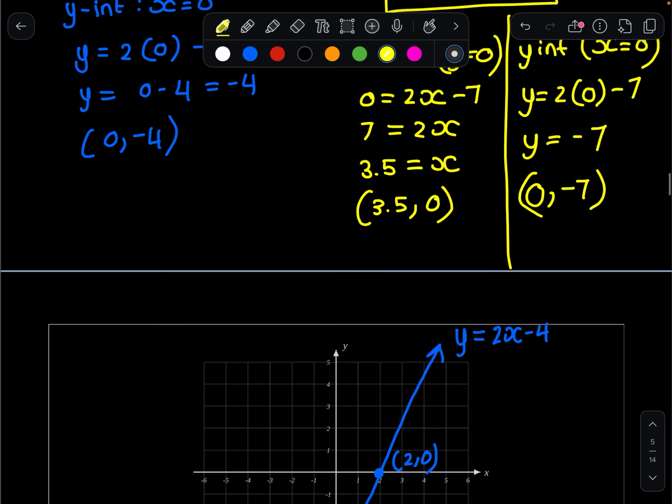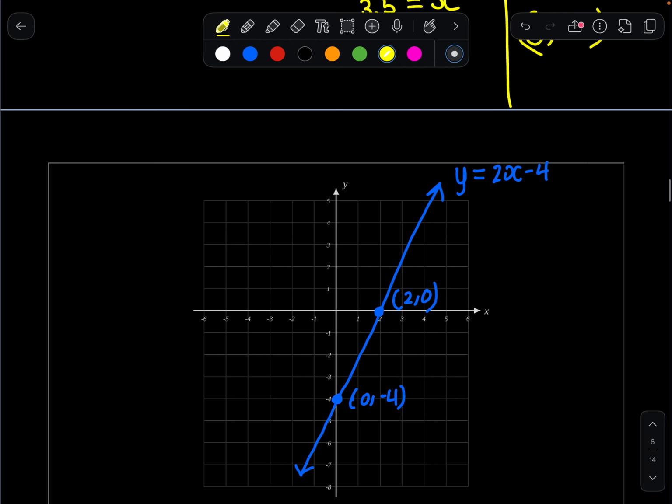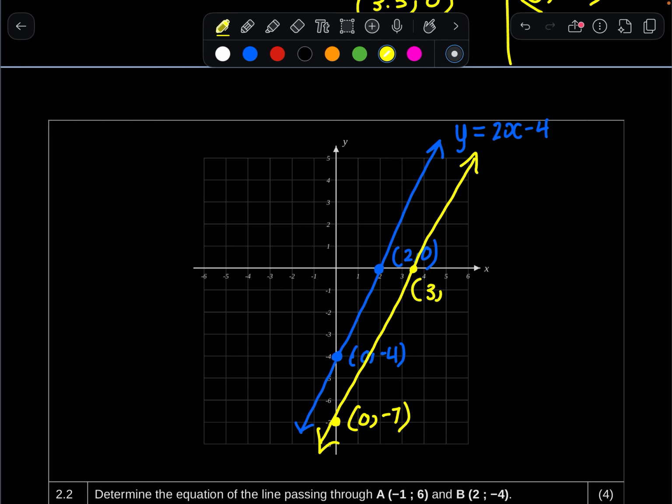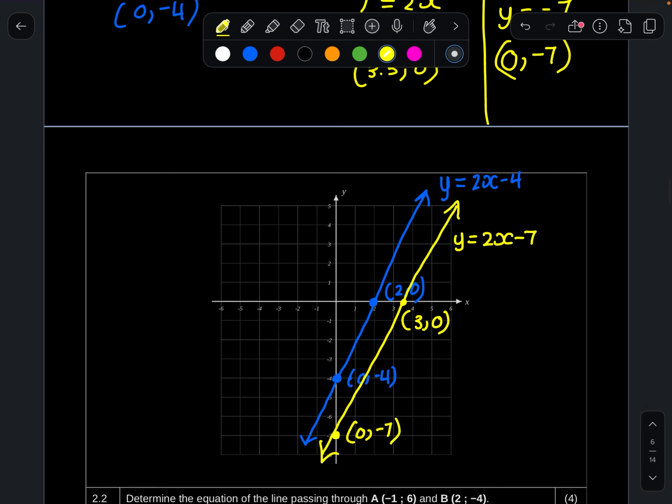Okay, let's draw this in. So we've got (3.5, 0) and (0, minus 7), drawing this line. So you can see they are very definitely parallel lines. Can fill in the points we've got. So (0, minus 7), (3.5, 0), and this is y equal to 2x minus 7. Okay, and that is the final one.